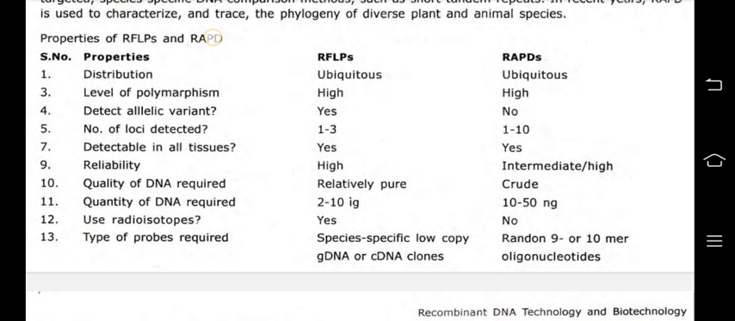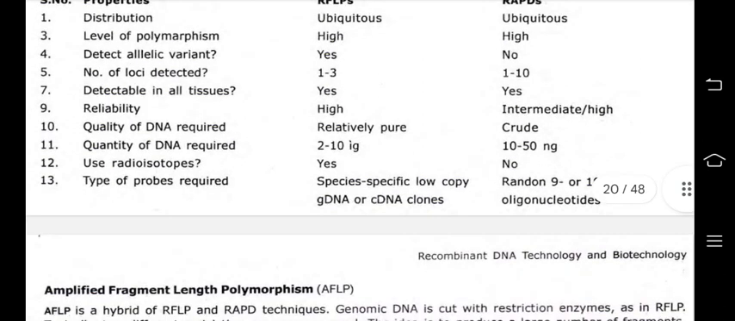Quantity of DNA required: 2 to 10 mg in RFLP and 10 to 15 in RAPD. Use of radioisotopes: yes in RFLP, but in RAPD it's not used. Type of probes required: species-specific low copy gDNA or cDNA clones in RFLP, and random 9 to 10 mer oligonucleotides in RAPD.